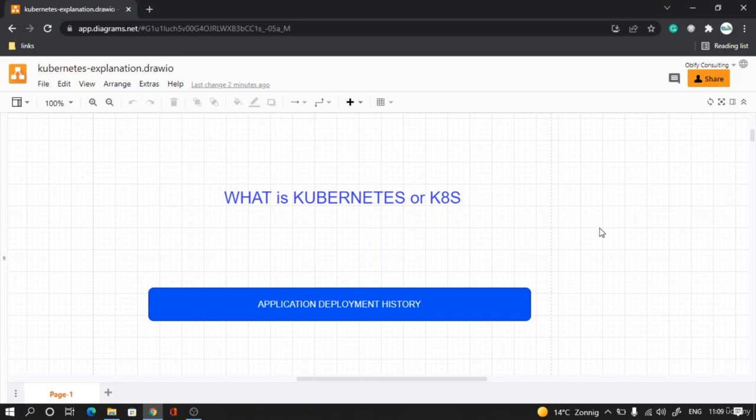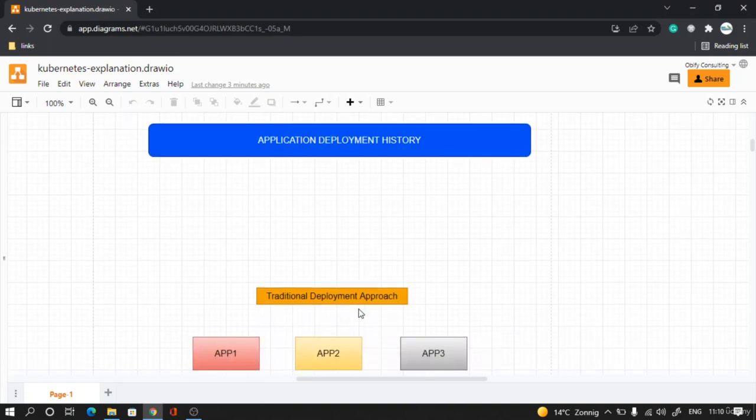We need to understand how the application deployment history worked out so far. How were we deploying applications and their infrastructure setup and the life cycle. Once we understood those things, then answering this question, what is Kubernetes, will be really easy. So let's go ahead and do that. So let's go ahead and look at the application deployment history.